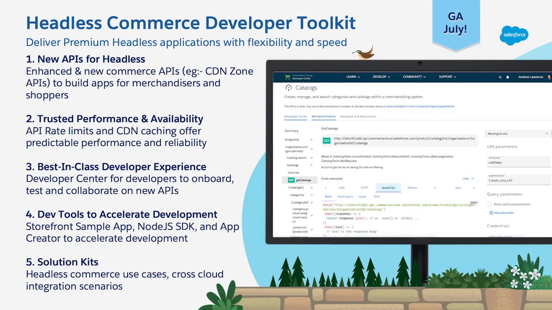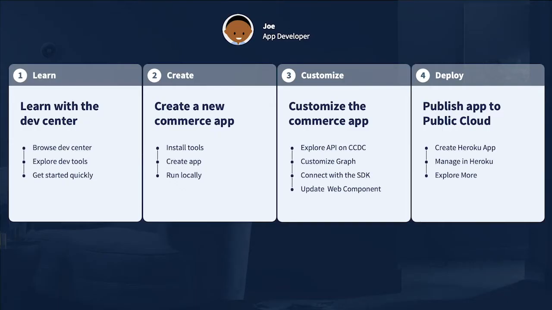4, new dev tools that significantly improve the developer productivity. Dev tools include an app creator, Node.js SDK, and the sample app, using which developers can see how easy it is to build, deploy, and test headless applications that talk to the Commerce Platform APIs. Lastly, we're also launching solution kits that have details and best practices for building the common use cases for headless applications and cross-cloud integration scenarios. Now, let's look at these 5 key benefits in action.